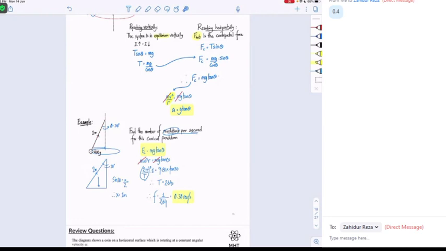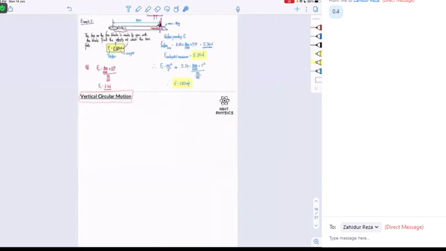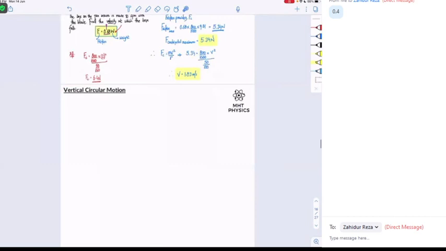Once we are done with that, our main agenda for next class is this one. This one is really, really important. The vertical circular motion. Quite challenging and important at the same time.